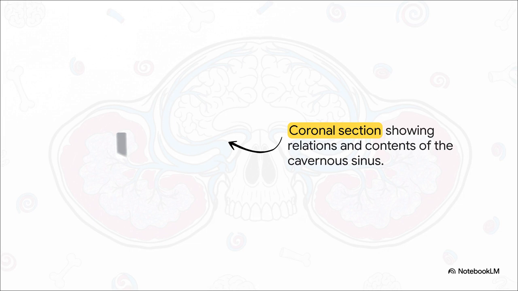But here is the wild part. What makes this so heavily tested is that it's the only spot in the entire human body where an artery travels completely inside a venous structure. Let's map out exactly where these critical nerves and vessels are spatially positioned.